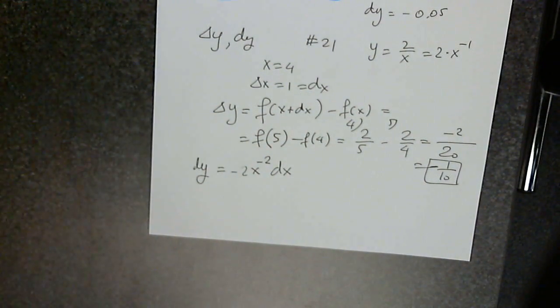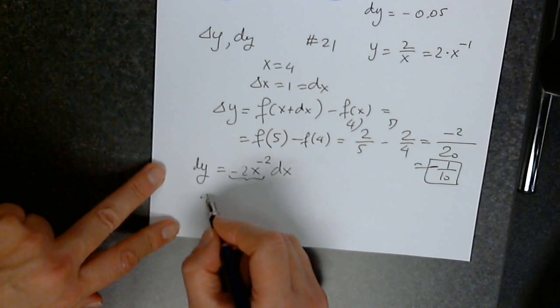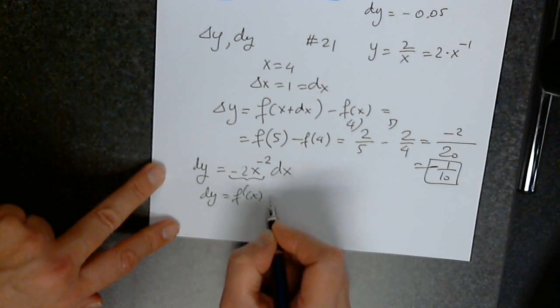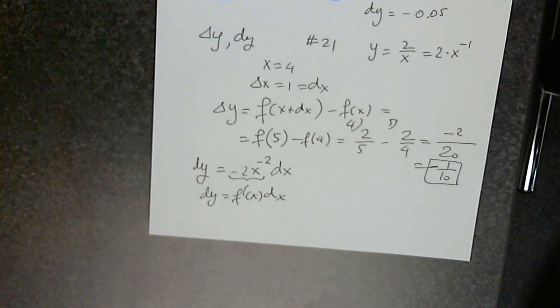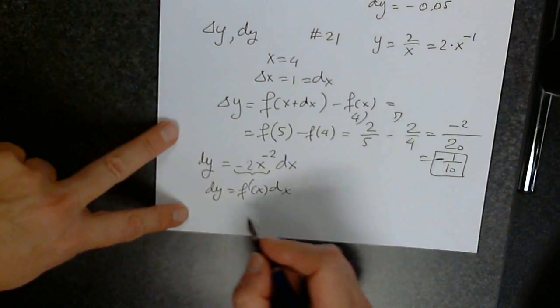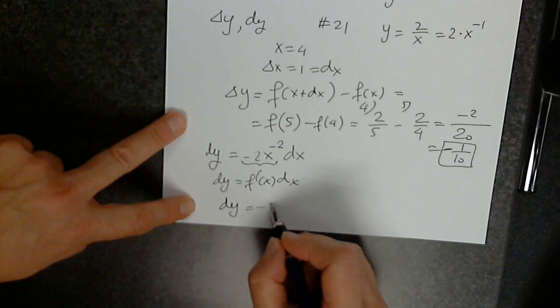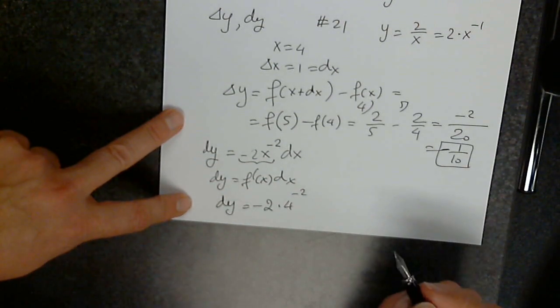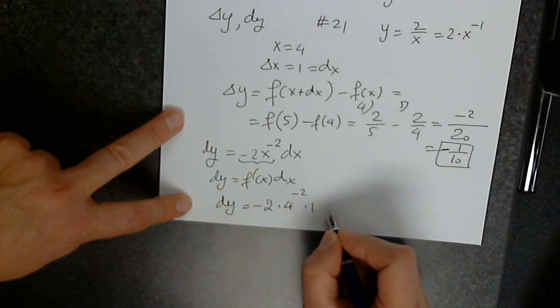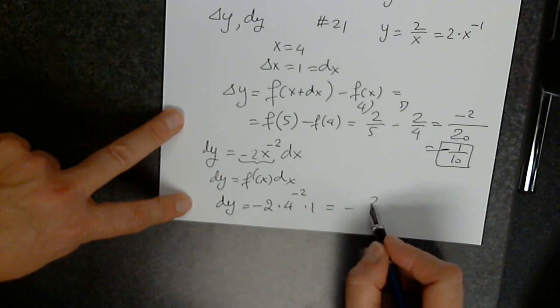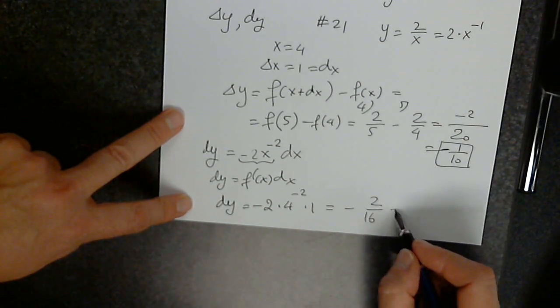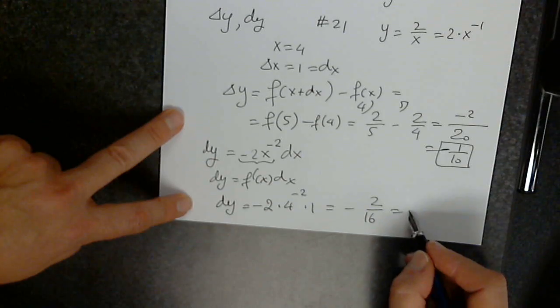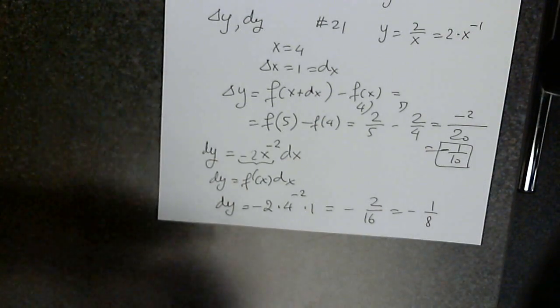By definition, dy is f prime of x dx. So dy, one more time, is f prime of x dx. All I have to do now is calculate. Negative 2, x is 4. So 4 raised to negative 2 times x, which is 1. So this is negative 2 over 16, which is negative 1 over 8.